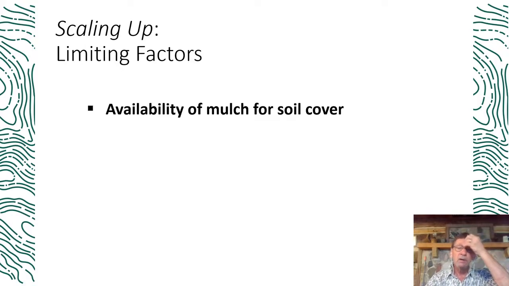Scaling up, very, very commonly, the most frequently mentioned constraint to scaling up CA is a lack of mulch for soil cover. Labor demands is another limiting factor.